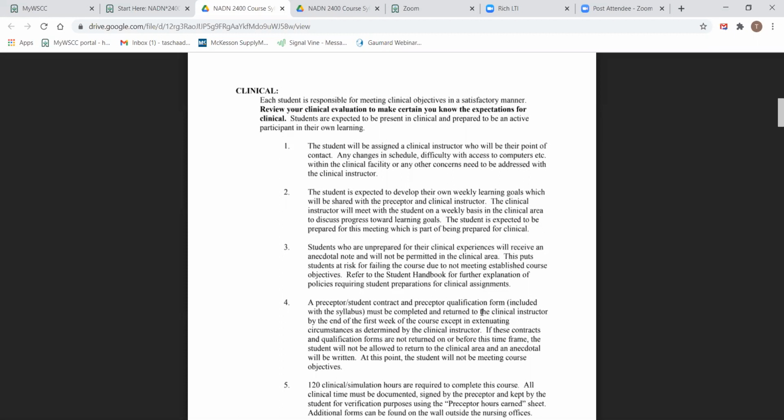You will meet with your clinical instructor on a weekly basis and discuss your progress and those learning goals. Did you meet those learning goals? What learning goals do you need to be working towards? So this is not just going in and doing clinical. You really need to be doing some analysis of your progress toward your goals. The student is expected to be prepared for this meeting, which is part of being prepared for clinical.